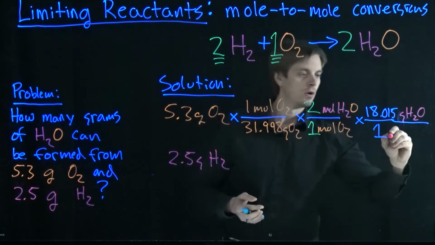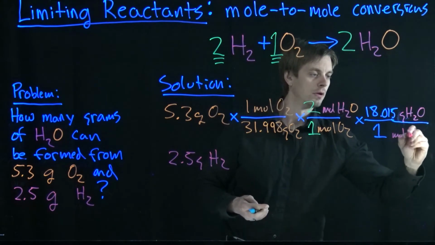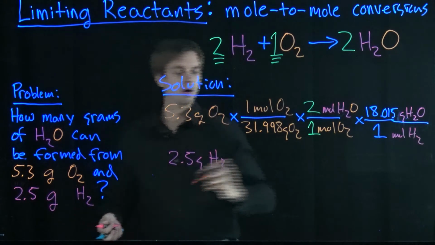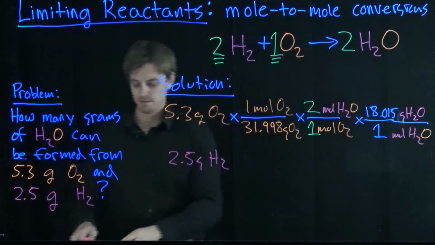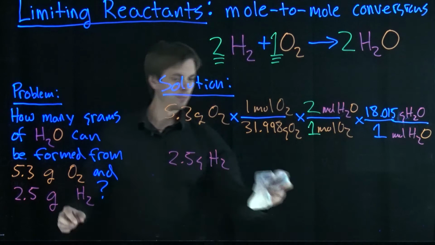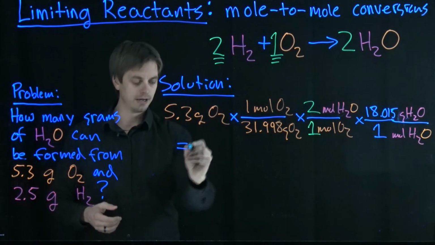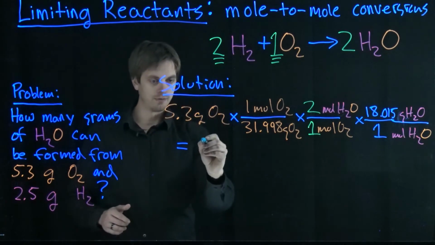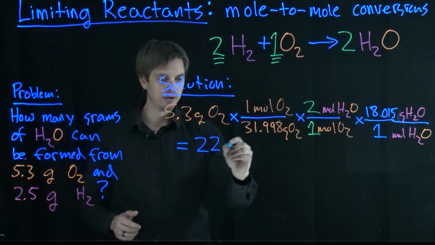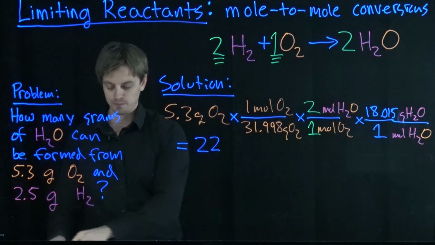1 mole H2O. Okay. Now, I'm going to give myself a little bit more room here. If we carry out this calculation, plug it into the calculator, we will end up with a value of approximately 22 grams of H2O.